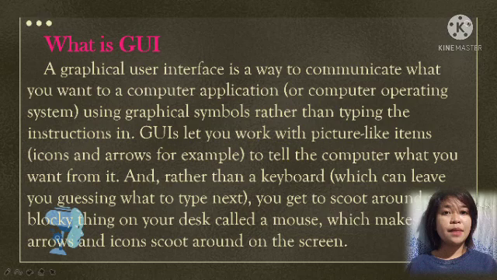GUI. A graphical user interface is a way to communicate what you want to a computer application or computer operating system, using graphical symbols rather than typing the instructions in. GUIs let you work with picture-like items, for example icons and arrows, to tell the computer what you want from it. And rather than a keyboard, which can leave you guessing what to type next, you get to scoot around a blocky thing on your desk called a mouse, which makes the arrows and icons scoot around the screen.